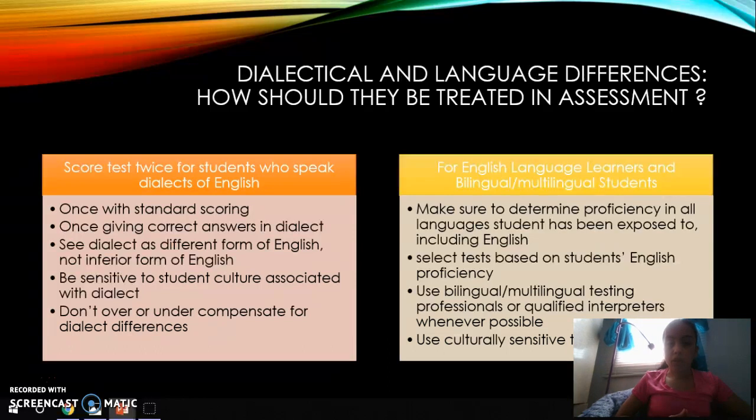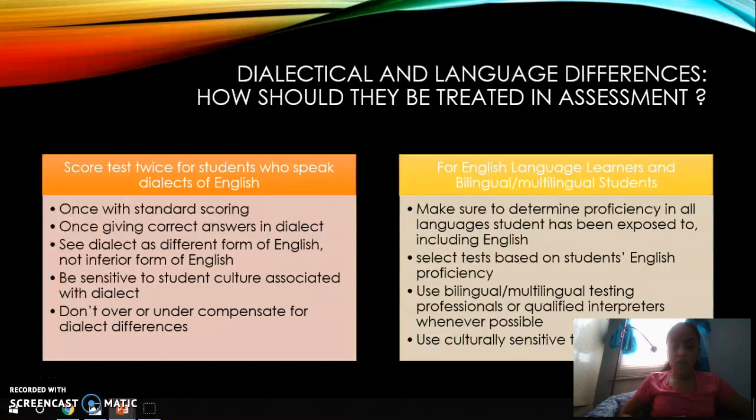for students who speak a different dialect of English, such as those who speak Black English, a common strategy is to score the test twice, once with standard scoring and once with giving correct answers in the dialect that the student speaks. And also, we need to remember that this dialect of English is a different form of English, not an inferior form of English. So we need to be sensitive to the student culture associated with that dialect.